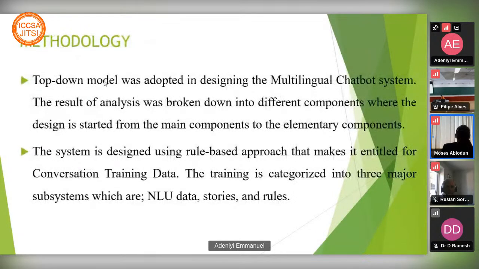The top-down model was adopted in designing the multilingual chat system. The result of the analysis was broken down into different components, where the design started from the main component to the elementary component. The system is designed using the rule-based approach that makes it suitable for conversation training data. The training is categorized into three major subsystems, which are natural language data, stories, and rules.